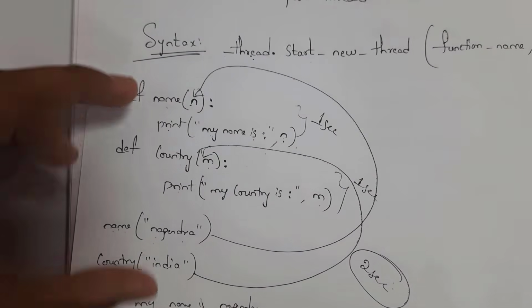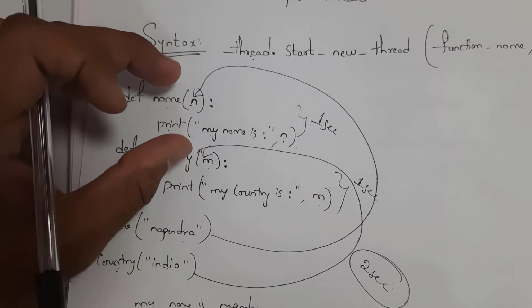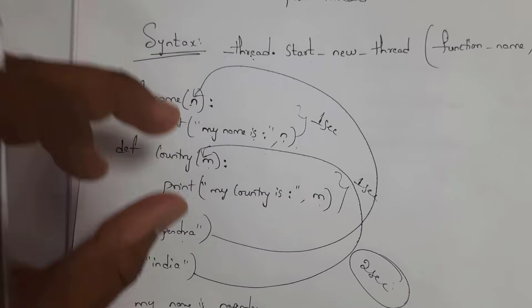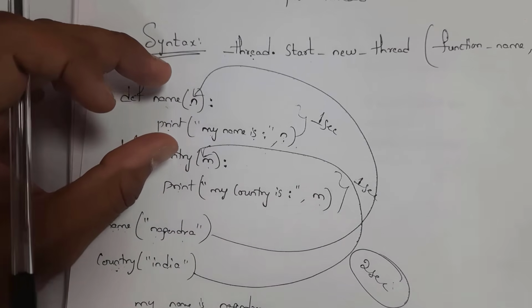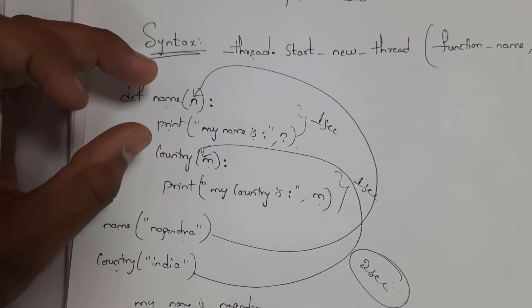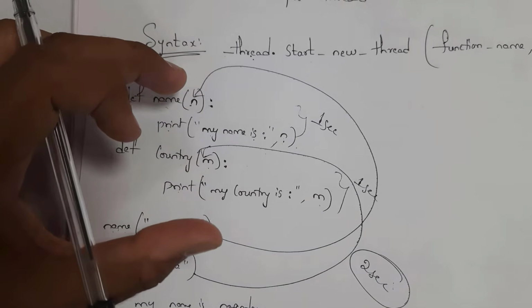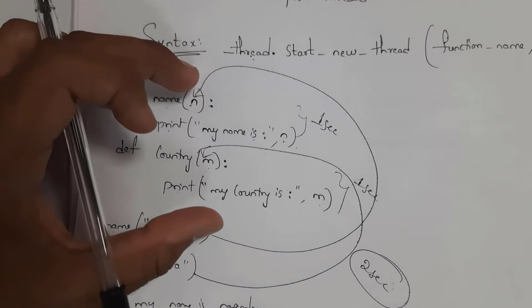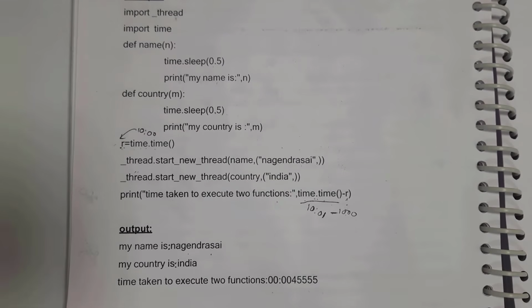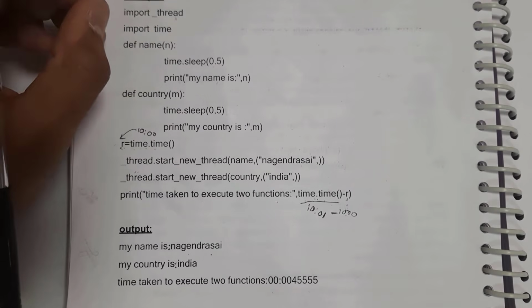If you execute this program normally, the second function will be executed only after the first function finishes. For example, the first function will take 1 second and the second function will take 1 second to execute, so the total time taken is 2 seconds. Whereas if you execute the same program using the thread module, it will take only 1 second to execute these two functions, because the thread module will execute functions concurrently.